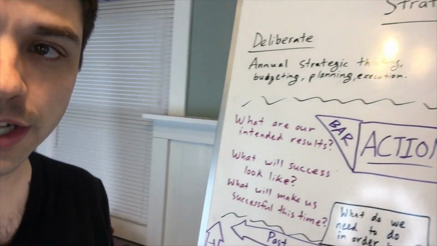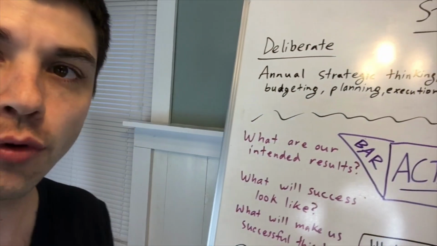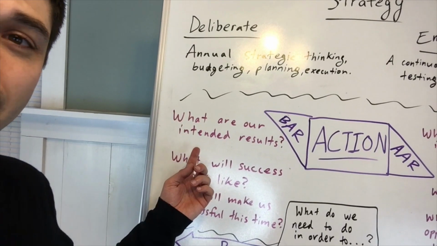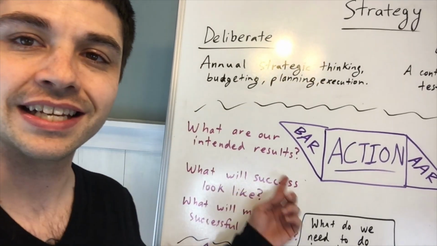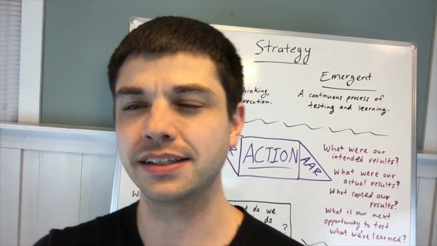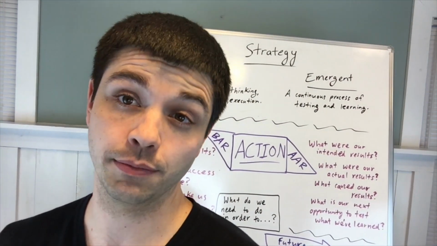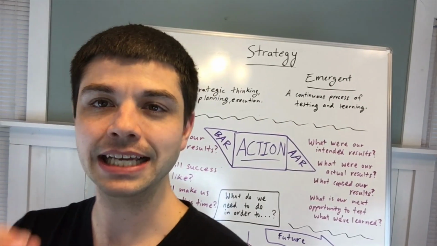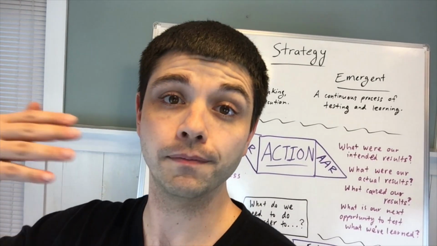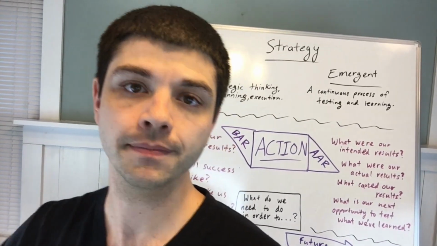Okay, so we have our before action review and we have our after action review. Let's look at the before action review first. In the before action review, we ask questions like, what are our intended results? So let's imagine that we're developing a new academic program. And this academic program is going to help people learn how to read better, okay?